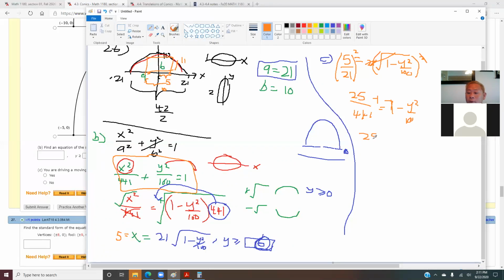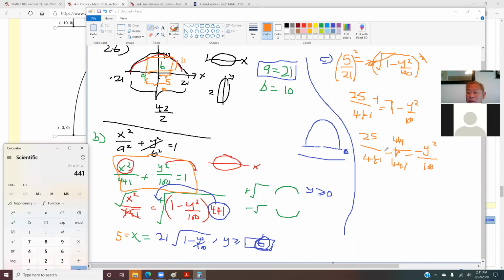So 25 over 441 minus 1 equals negative y squared over 100. So this I can change to 441. What I'm trying to do here is figure out, can we kind of track those in. So in this case, it's 25 minus 441. That will give me negative 416 over 441. And then you have the negative y squared over 100.